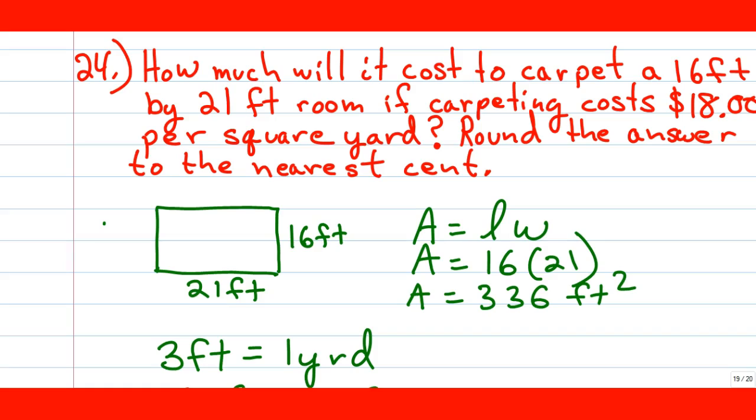So whenever you can, if it's possible to draw a picture, draw a picture. So we know that we have a room that's rectangular. So I drew a rectangle here and I put the units on it. It's 16 feet by 21 feet. Now, the area of a rectangle is going to be the length times the width. So we can calculate the area of the room. The area of the room is going to be 16 times 21, which gives us 336 feet squared, because the original units were in feet. Feet times feet, so feet squared.